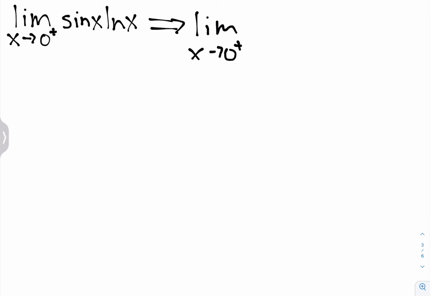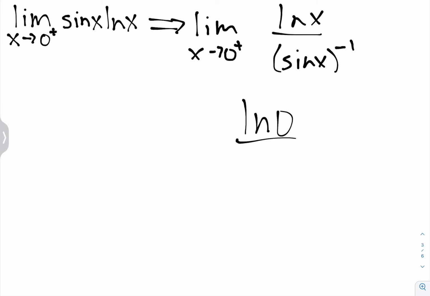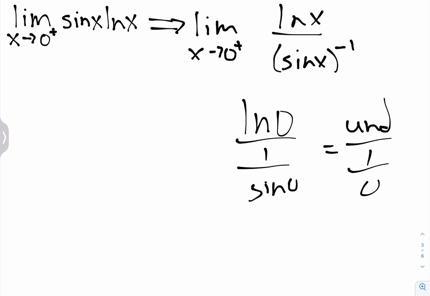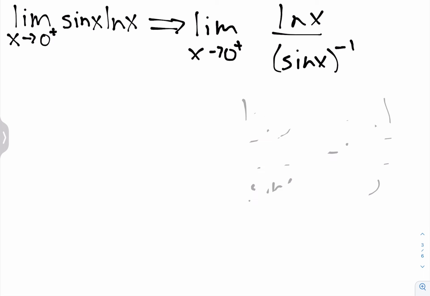Okay, so we're going to write ln x divided by 1 over sine x. Or we could write just sine x to the power of negative 1. That might be a little easier. Okay, if we were to plug in 0 for x, we would get the ln of 0 over 1 over sine 0. So this is like an undefined number over 1 over 0. So it's undefined over undefined.